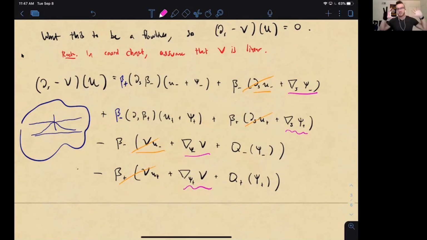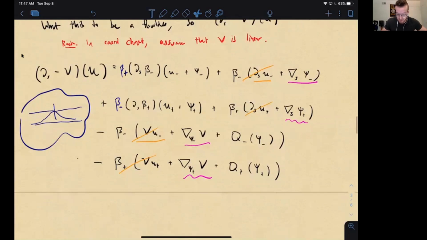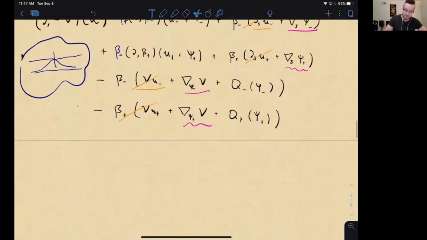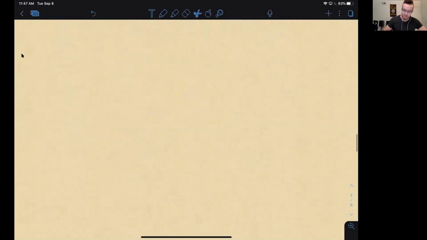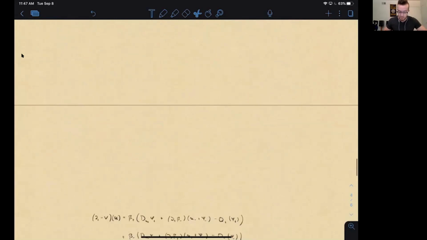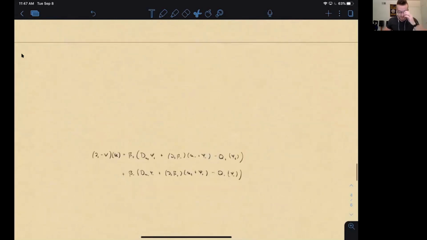And then after some more simplification, which I also already did so that you don't have to watch me try to do it on the spot, we're going to get an expression like this.